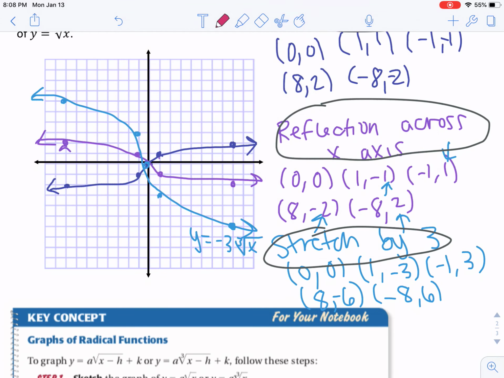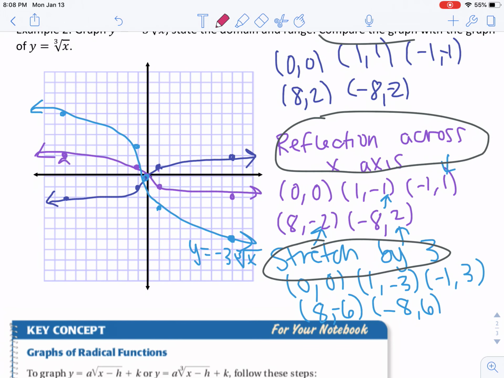Last thing we need to do is domain and range. For our domain, that's our x values. My x values go from -infinity to +infinity.